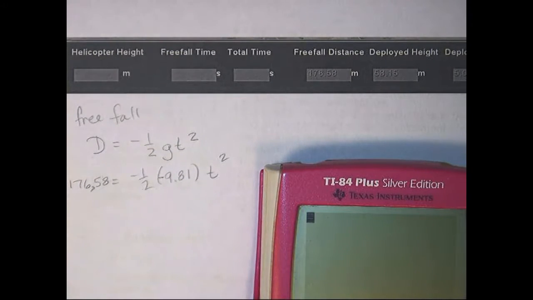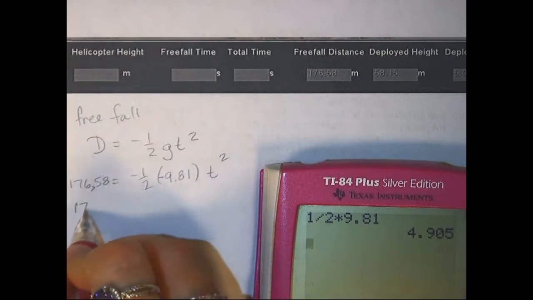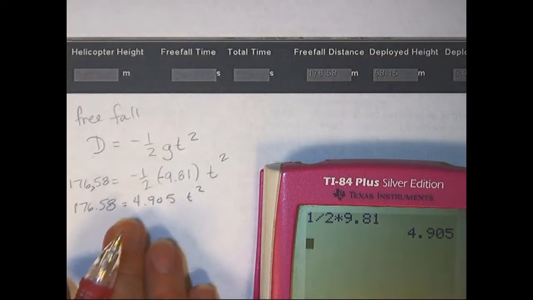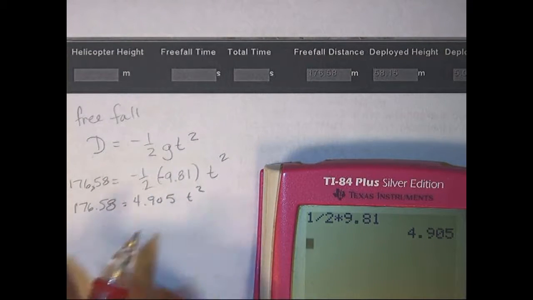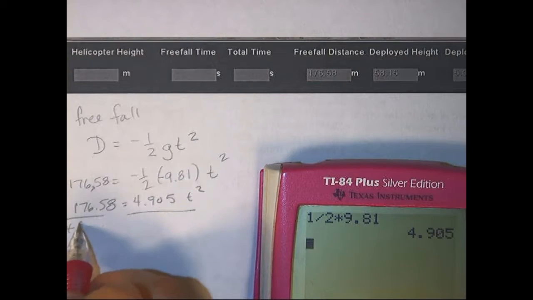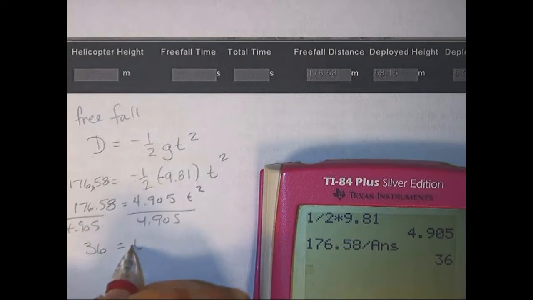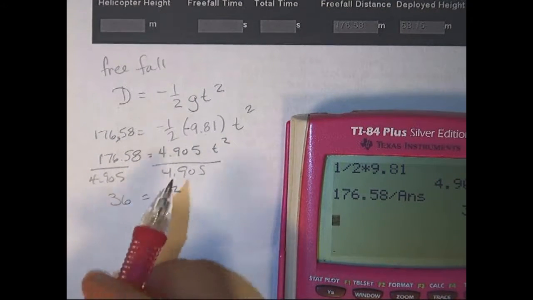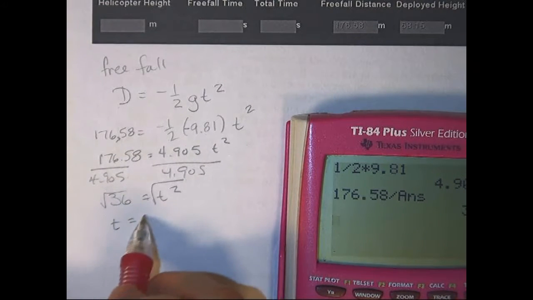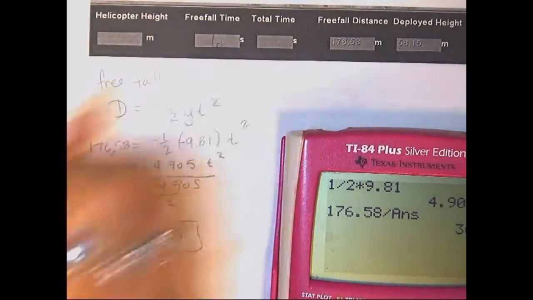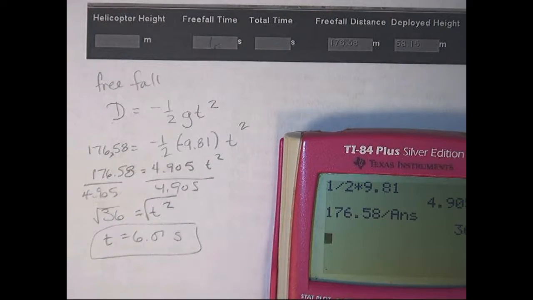So first I need to multiply those together. Notice that I'm not rounding this off. If you round these off in between, you're going to get these wrong. Then how do I solve this? Well, I divide both sides, and I get 36 equals t squared. Now, how do I finish solving this? That's right, when I've got it squared, I take the square root. And I get 6 seconds. Now I know the free fall time is 6. And now I can do the other parts there.